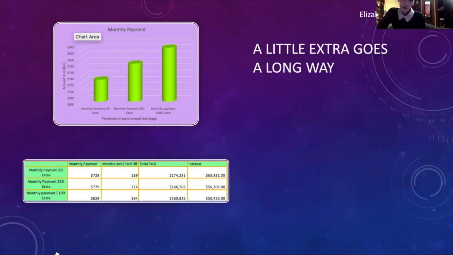But let's say you throw in an extra $100, how much would that help? Well, your payments would increase to $829. The payoff would be 194 months. It's a lot sooner. The total would be $160,826, and the interest that you paid is only $50,426. It's still too much for my liking. I don't feel like as homeowners we should have to go through that alone on top of everything else that we go through.